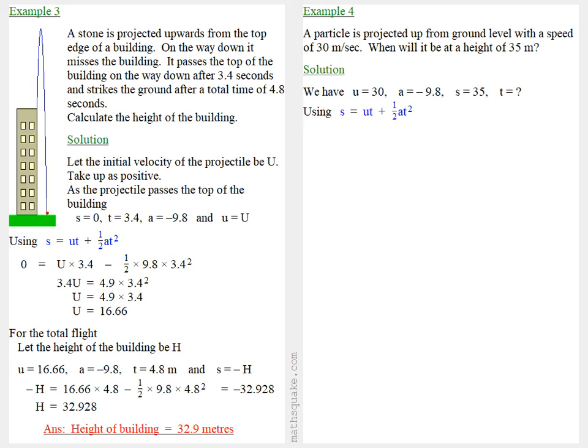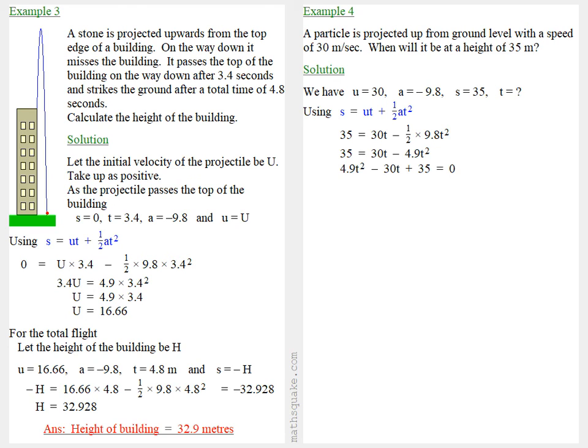So, using s equals ut plus a half at squared, we've got 35 equals 30t minus a half times 9.8t squared, which is 35 equals 30t minus 4.9t squared, which gives us the quadratic equation 4.9t squared minus 30t plus 35 is equal to 0.